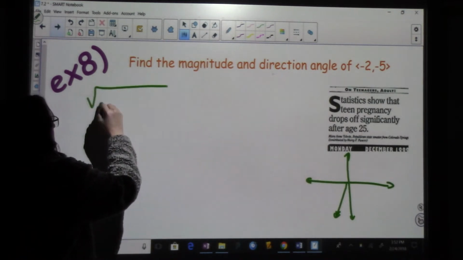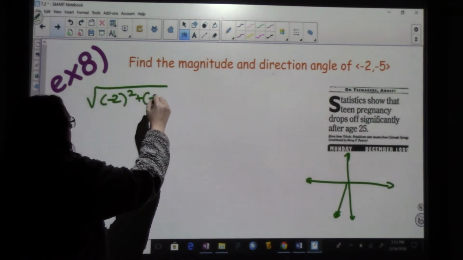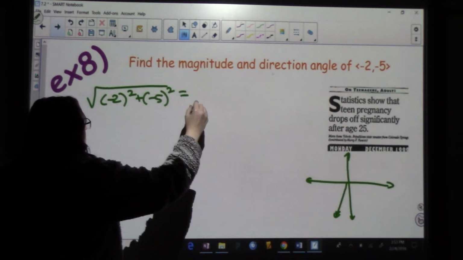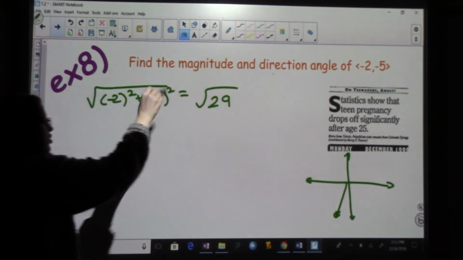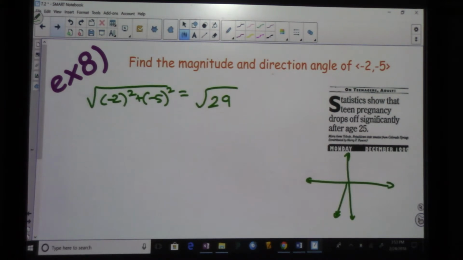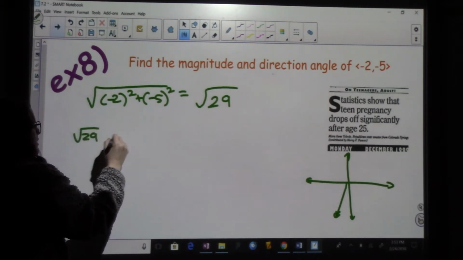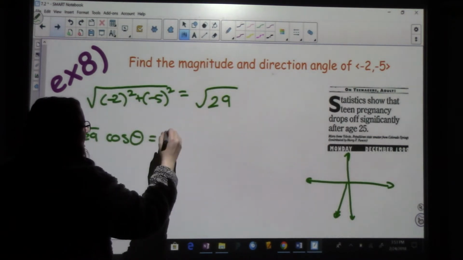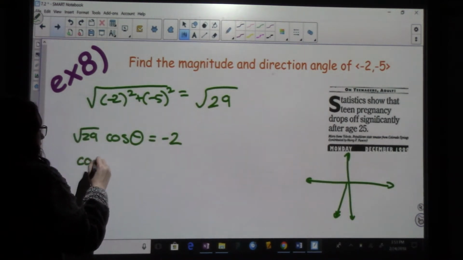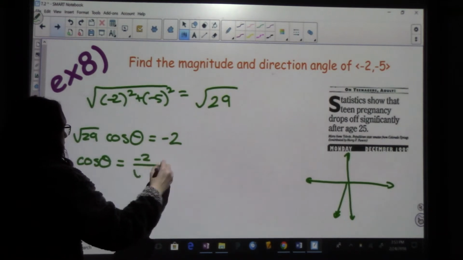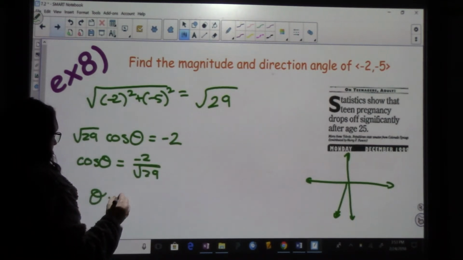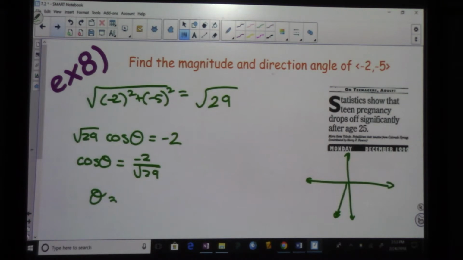Let's find the magnitude. Negative 2 squared plus negative 5 squared. See, 4 plus 25, square root of 29. By the way, make sure you reduce that if it reduces. Your calculators do that for you if it is a calculator problem. Okay? So let's jump in here. I know that the magnitude times cosine gives me my I component. So I have cosine of theta is negative 2 over square root of 29. So let's find that. Cosine inverse, negative 2 over square root of 29.